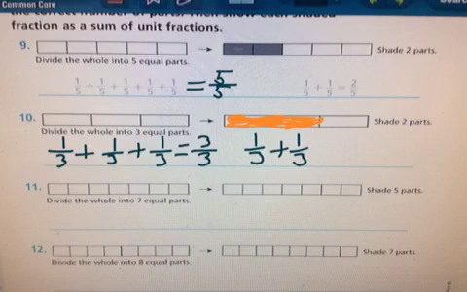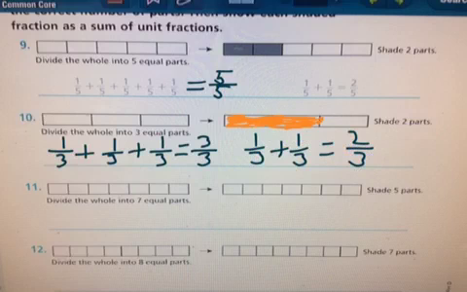So we're going to add those together, and we add the numerators. 1 plus 1 is 2, and no matter what we add, we still only have 3 pieces. 1, 2, 3 pieces, so that stays the same. So overall we have 2 out of 3, or 2/3. And I'll do the next one.